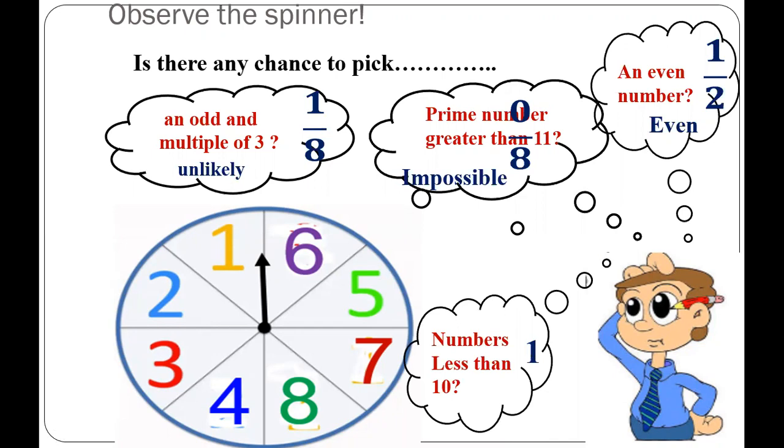Numbers less than 10. All these numbers are less than 10. So that means we have 1 whole, or it is 8/8 equals 1. So it is certain. Right?